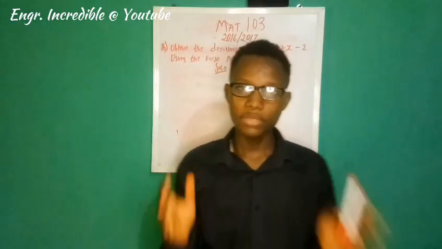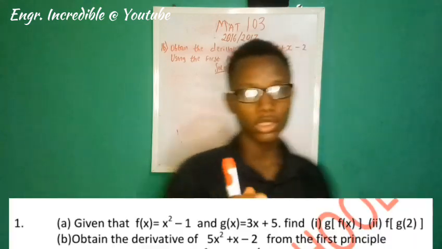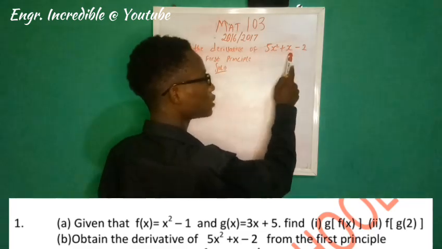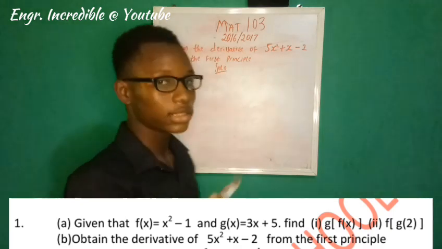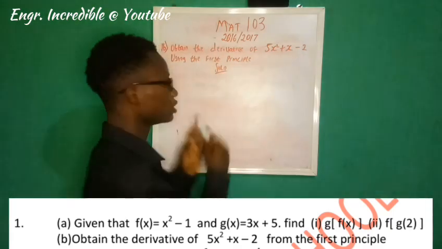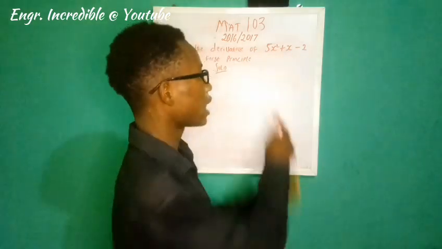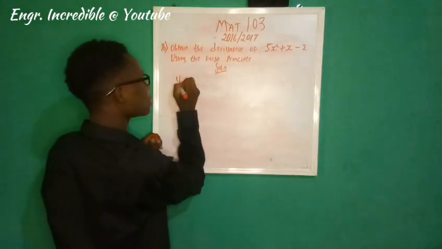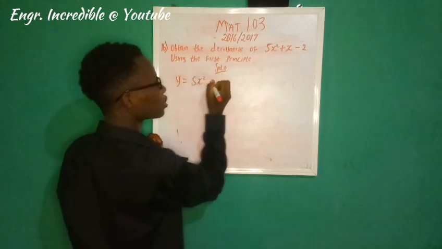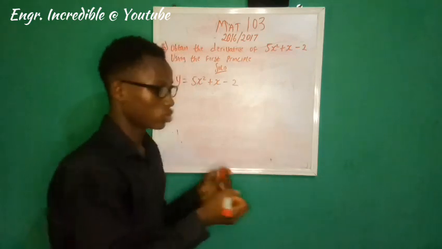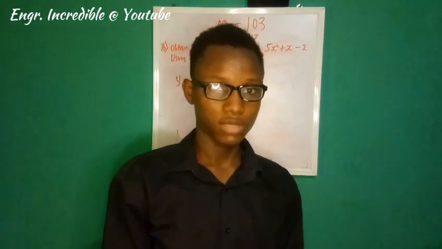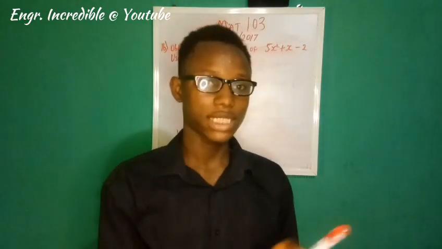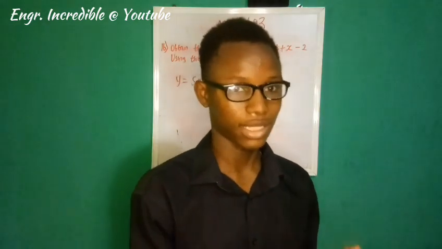So now, number 1b of the Maths 2016-2017 past question states: find the derivative of 5x squared plus x minus 2 using the first principle. So we are going to be solving this derivative right here using the first principle. So we have here y is equal to 5x squared plus x minus 2. That means if we are going to be solving this using the first principle, wherever you see y, you put y plus delta y, and wherever you see x, you put x plus delta x.